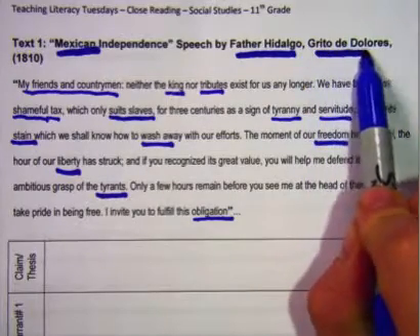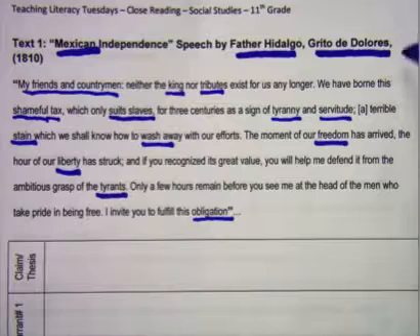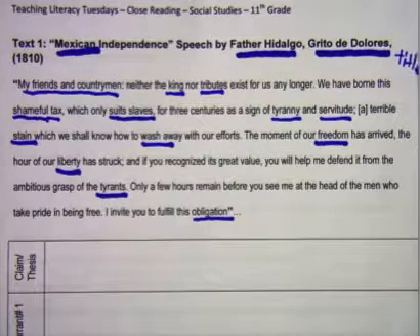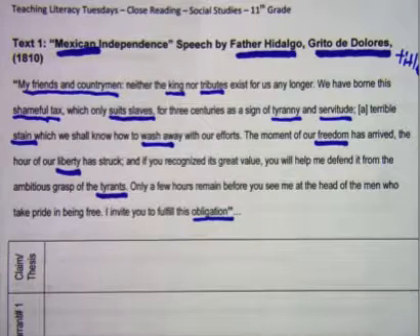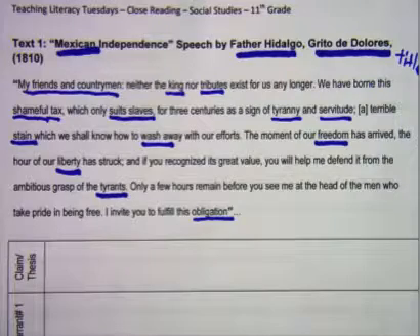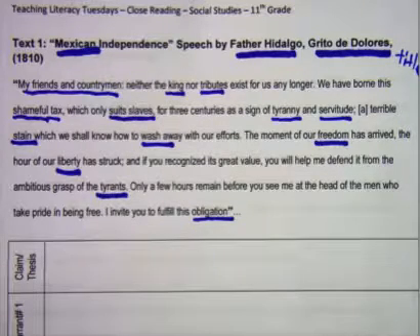Grito de Dolores, I think, is the name or the title of the speech. All right. So, how could this be used as evidence? If we are trying to prove that there is a connection, this is going to be useful for evidence because we will know what it is that motivates the Mexican independence war.